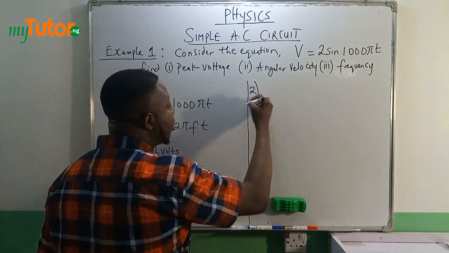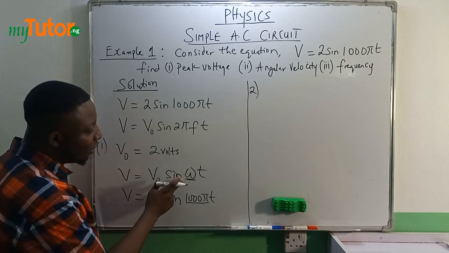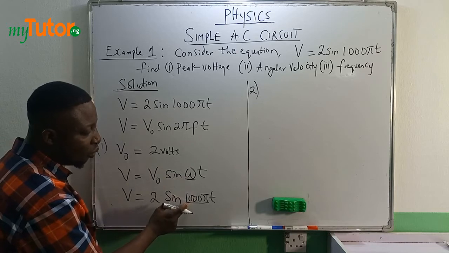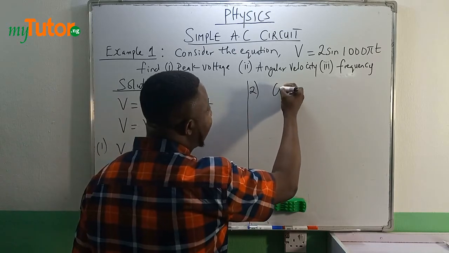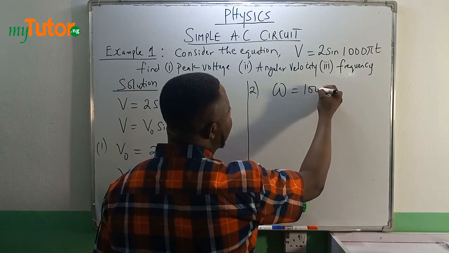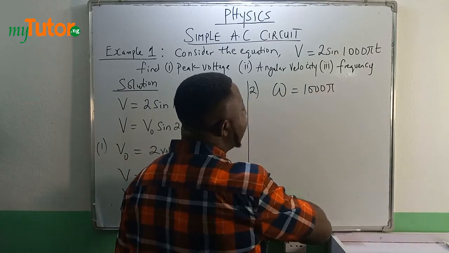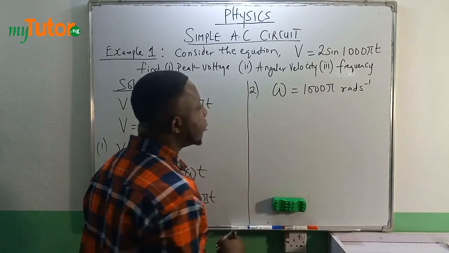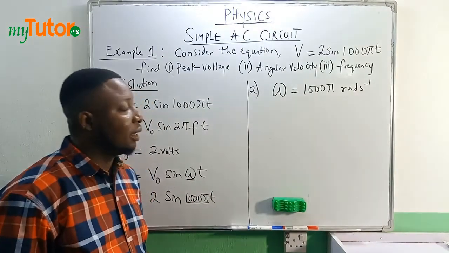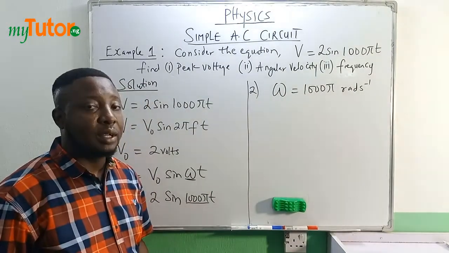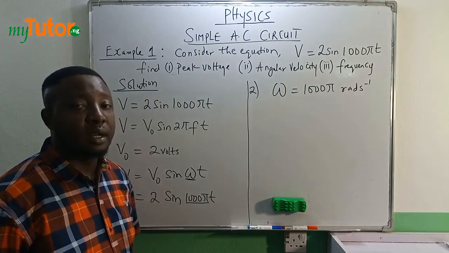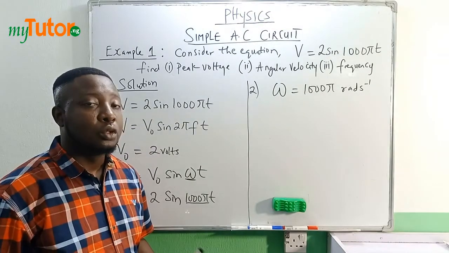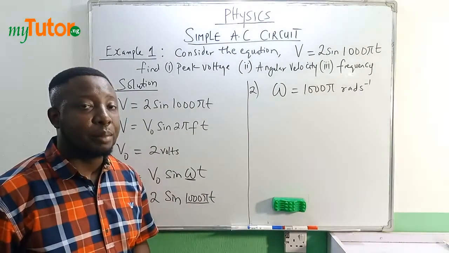So to solve question number 2, which is the angular velocity, we can see from comparing the two equations that our angular velocity is equal to 1000 pi. And remember, the unit for angular velocity is radian per second. You can leave your answer in pi, or you can multiply by the value of pi. We know that the value of pi is 3.14. So you can multiply your 1000 by 3.14 to get your answer, or you can leave it in pi.